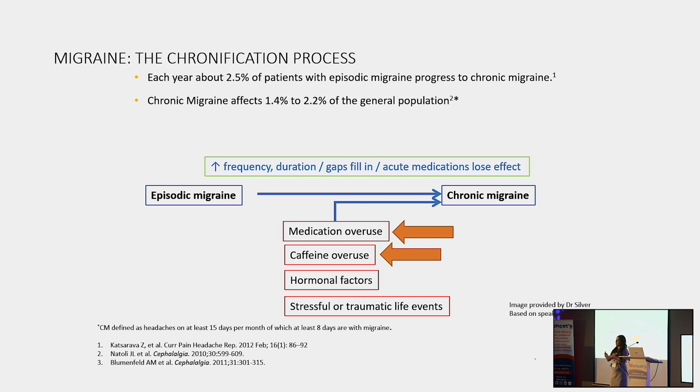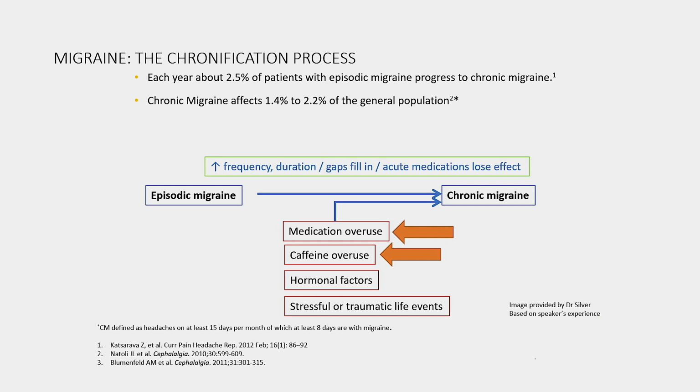So there are many things that can make episodic migraine into chronic migraine, but remember, painkillers and caffeine are things that you can actually control and do something about and stop and reverse. So it's important to consider doing those things.